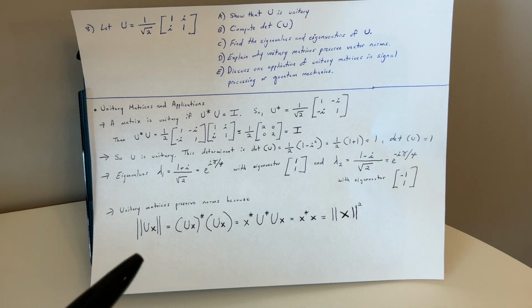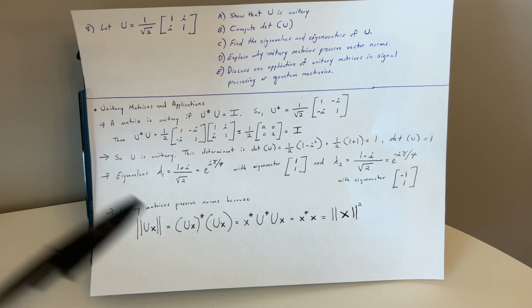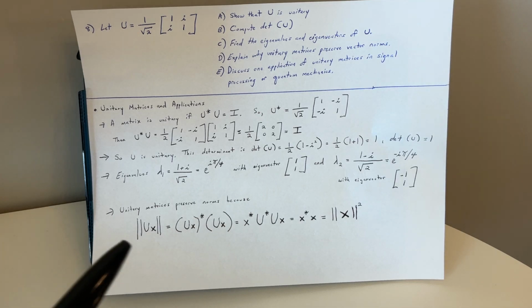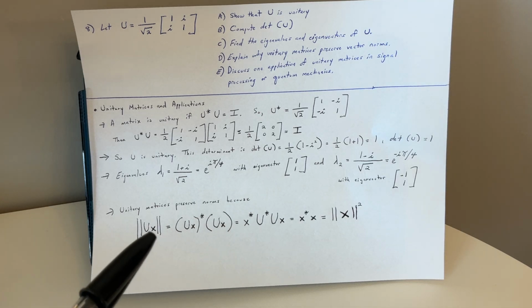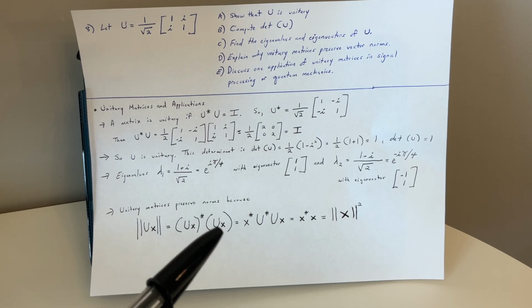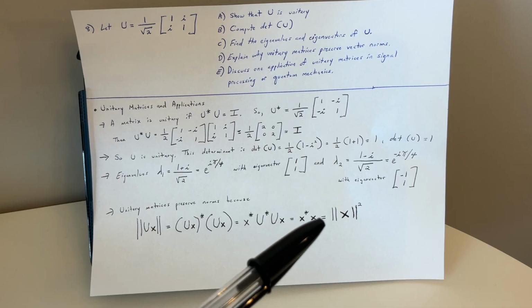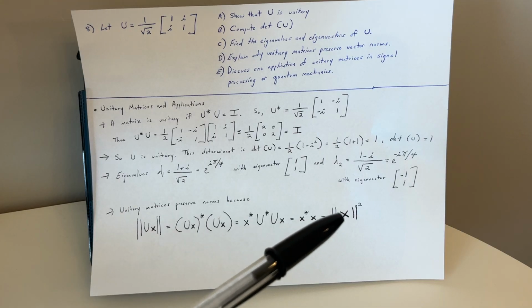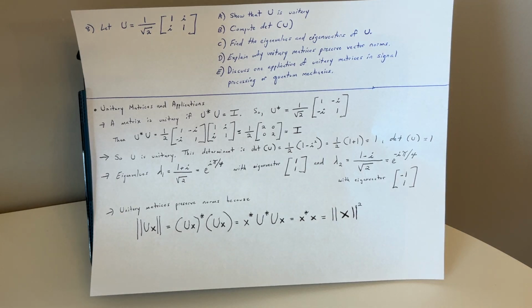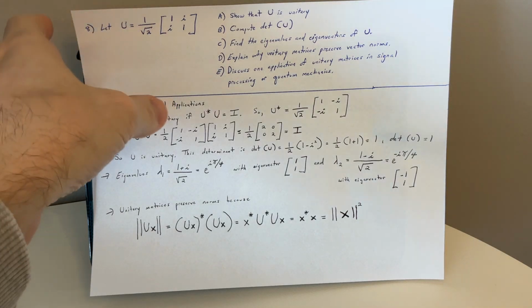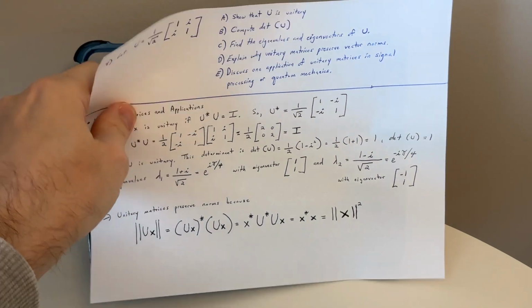Okay? And unitary matrices preserve norms because the norm of Ux squared equals (Ux) star times Ux, which is x star U star Ux, which equals x star x, which equals the norm of x squared. Okay, I shouldn't have written the letter E. Sorry about that. That could be looked up. There are lots of applications of unitary matrices in signal processing and quantum mechanics. Okay.